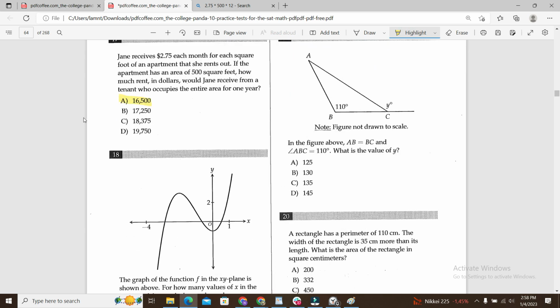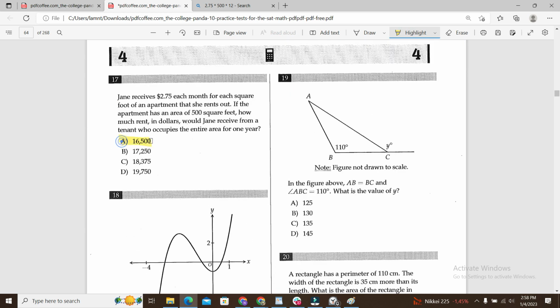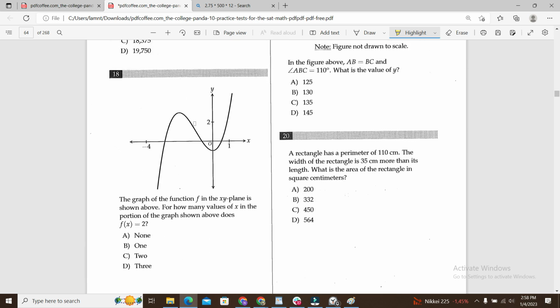Okay. Number 18. So we have a graph. This is a third order polynomial graph, because it has two peaks here. So this is a third degree polynomial graph. So the graph of function f in the xy plane is shown above. How many values of x in the portion of the graph shown above have f(x) equal to 2?